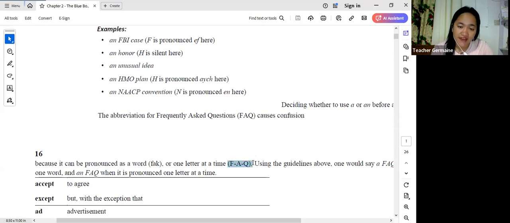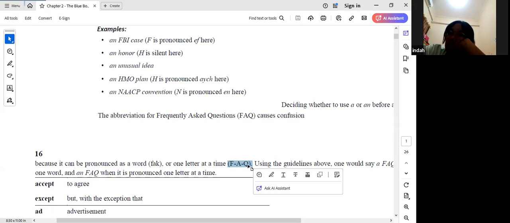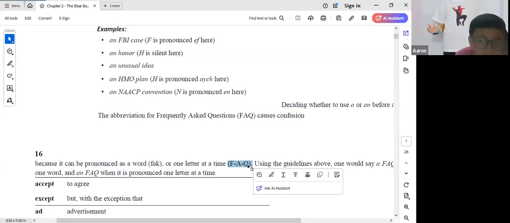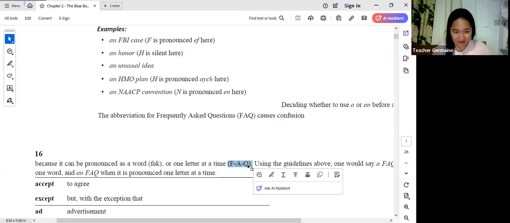So if you read this one, FAQ, should we use "a" or "an"? I am asking if we are going to read this FAQ one letter at a time, should we use "a" or "an"? Yes, we use "an", because if it's pronounced one letter at a time, F starts with the sound of letter E, "eff". So it's a vowel sound. So we say an FAQ.